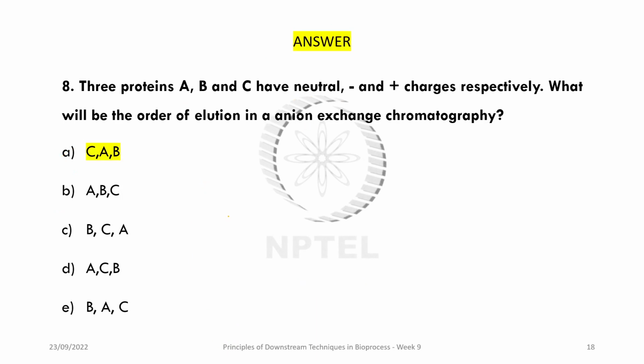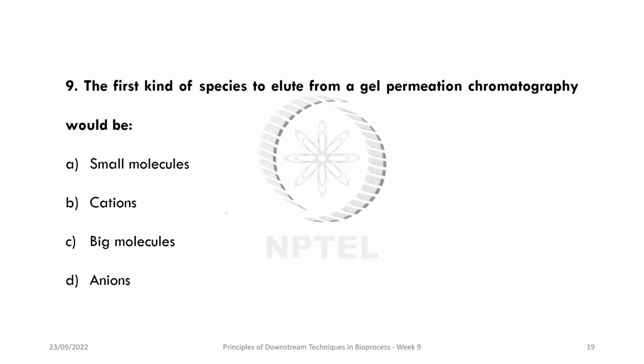A very straightforward question only. Moving to question 9. The first kind of species to elute from a gel permeation chromatography would be, again straightforward question, small molecules, cations, big molecules, anions. Let's take half a minute.